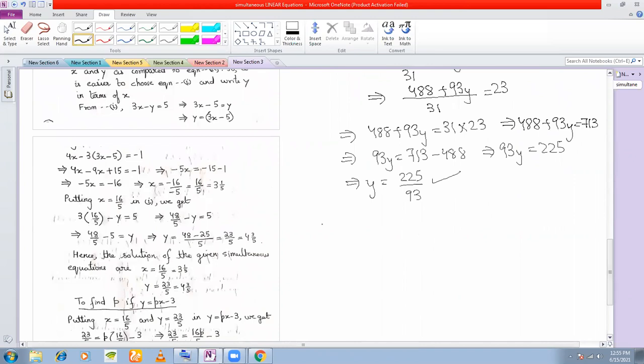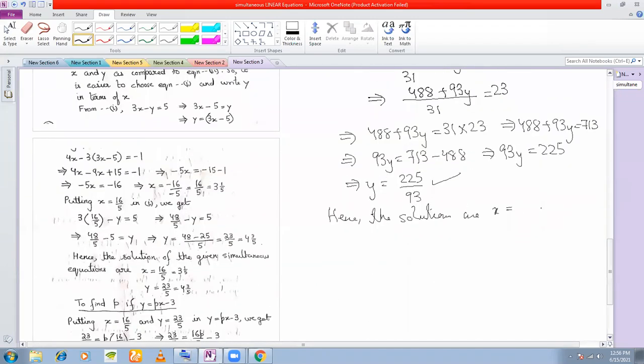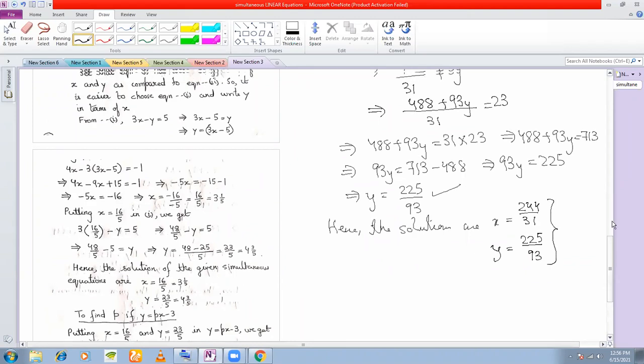So what is the solution? Hence, the solutions are x is equal to, what is the value of x that we have got? 244 by 31, and y is equal to 225 by 93. Clear? Or any question you have on any step here?